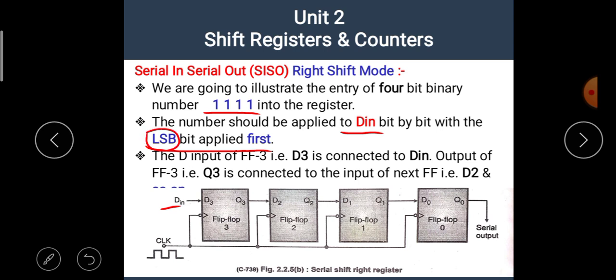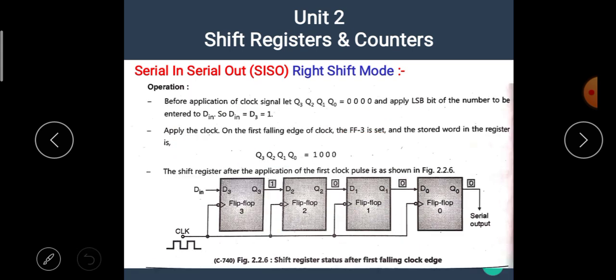The D input of flip flop 3, that is D3, is connected to D in. The output of flip flop 3, that is Q3, is connected to D2. Similarly, the output of flip flop 2 is connected to the input of flip flop 1. The output of flip flop 1 is connected with the input of flip flop 0, and so on. I hope you all understand the connection of the right shift mode.